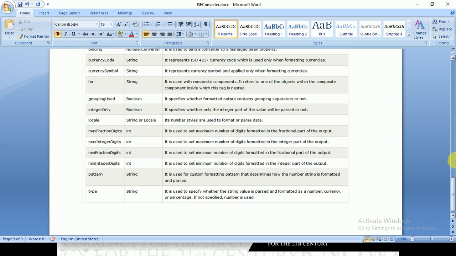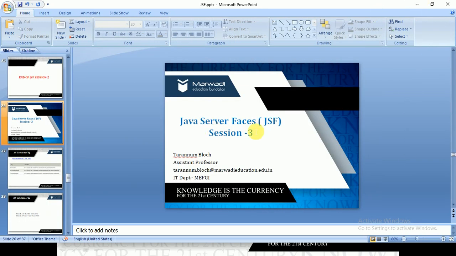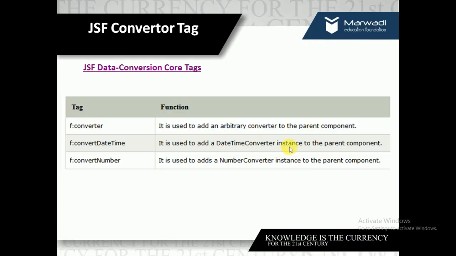There are various options, you can go with either of the options. So these are the three different types of JSF data conversion core tags.